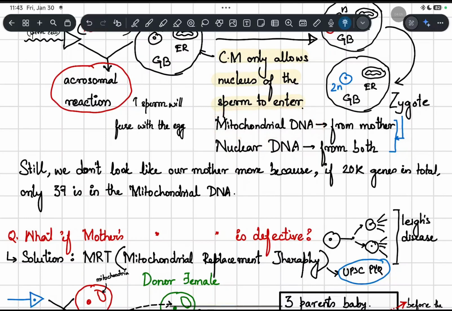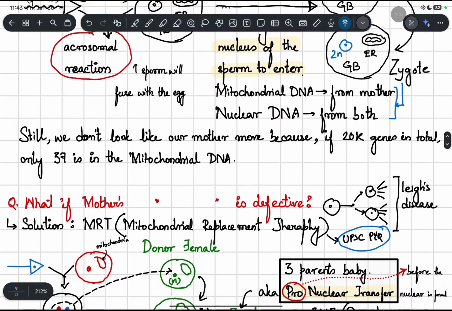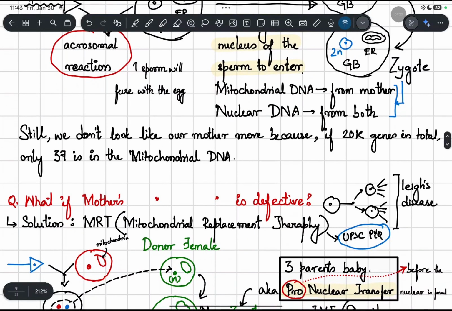So now the obvious question is, since the offspring or the zygote has more of the mother's DNA, the zygote or the child must look more like the mother, right? But that does not usually happen, right? That is because the mitochondrial DNA, the mitochondrial genes, are very few. We have 20K genes in total, but only 37 among them are mitochondrial DNA, right?